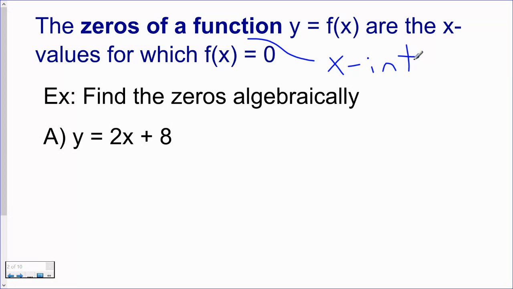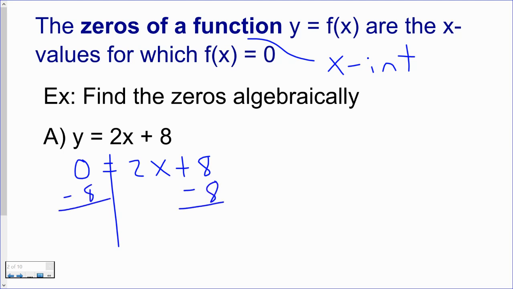So we're just going to replace f of x or y or g of x or whatever it is with 0. So this first one, 0 equals 2x plus 8. We can go ahead and solve this equation pretty quickly. Subtract 8 from both sides. Being a linear function, if it was quadratic, we'd do something entirely different. But we know how to do this from algebra. Divide both sides by 2, and that would give you that x would equal negative 4.